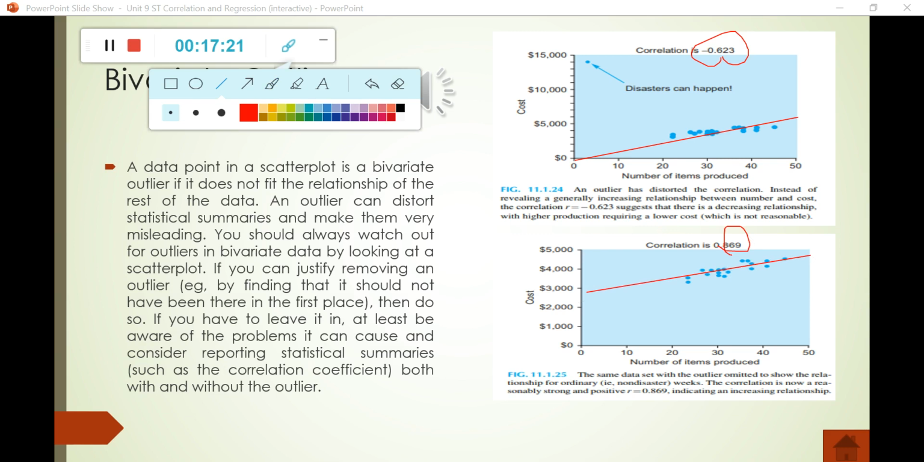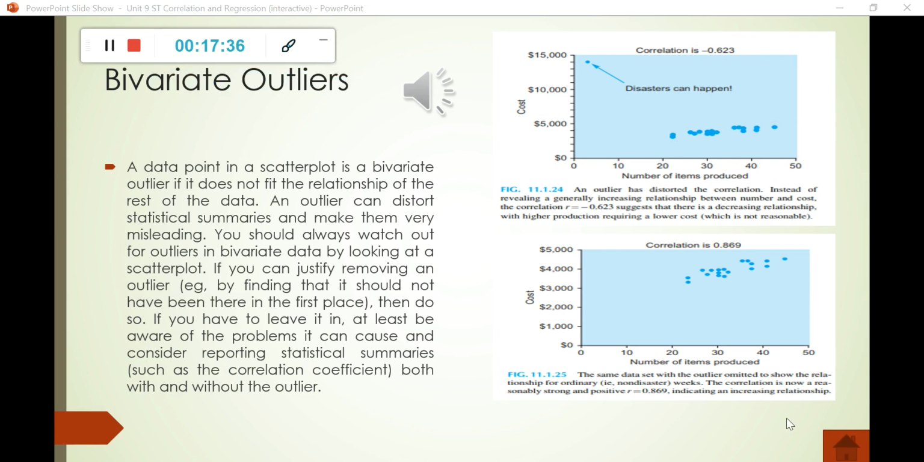So in this case, what we have to do is to remove it, or if we cannot remove it, then we have to logarithm the data, so at least it becomes approximately normally distributed. So now let's go to the next one.